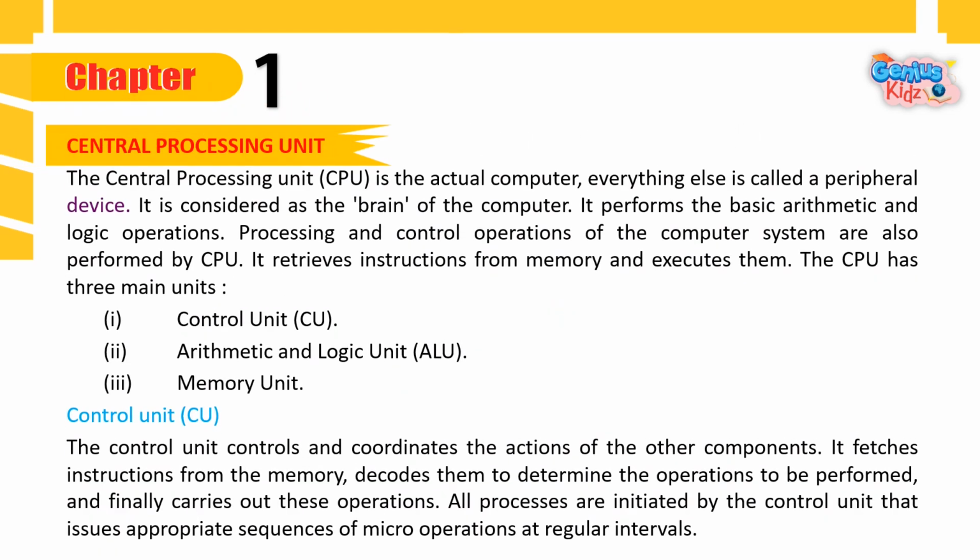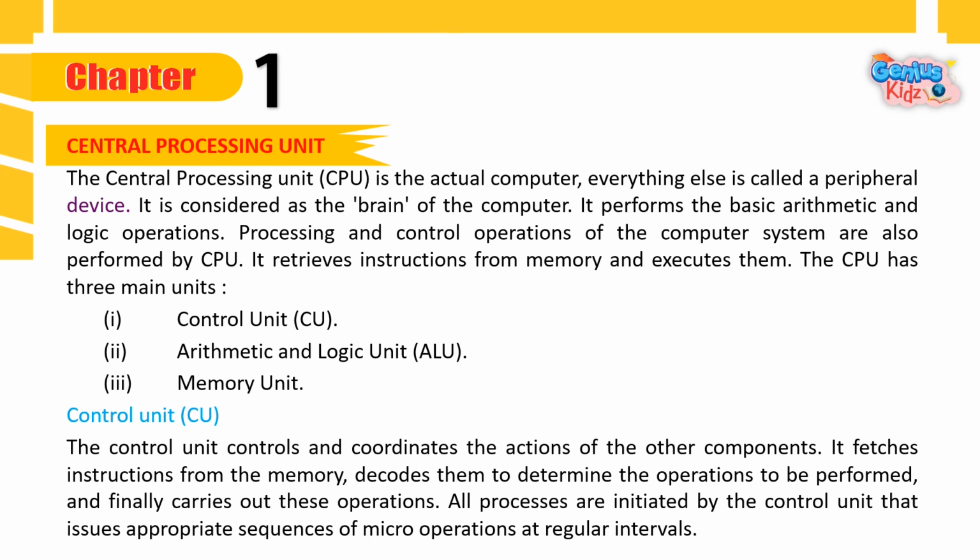Central Processing Unit. The Central Processing Unit, CPU, is the actual computer. Everything else is called a peripheral device. It is considered as the brain of the computer. It performs the basic arithmetic and logic operations. Processing and control operations of the computer system are also performed by CPU. It retrieves instructions from memory and executes them.